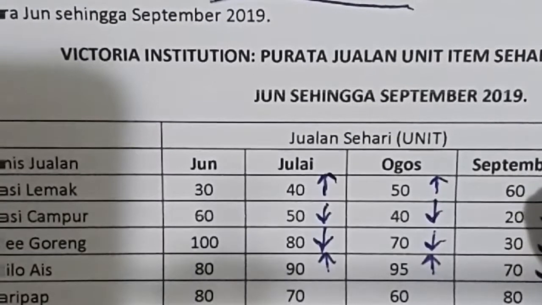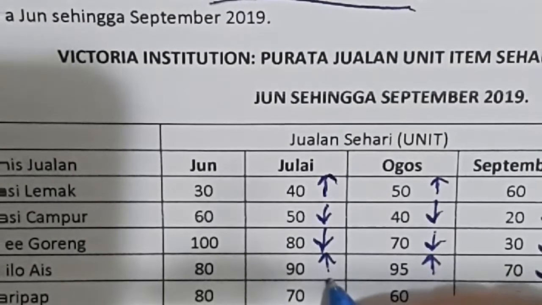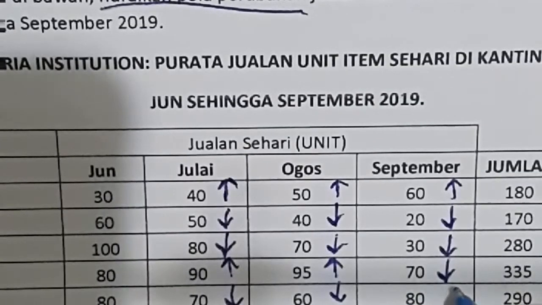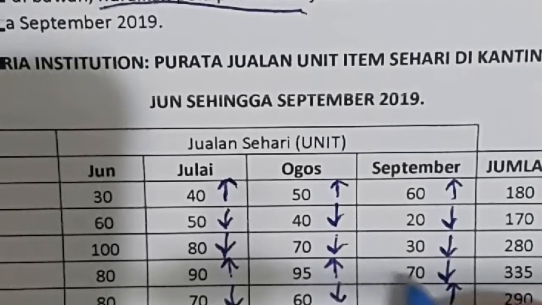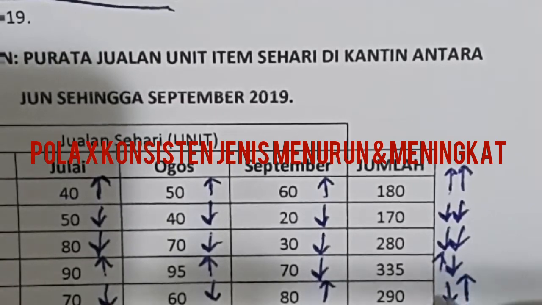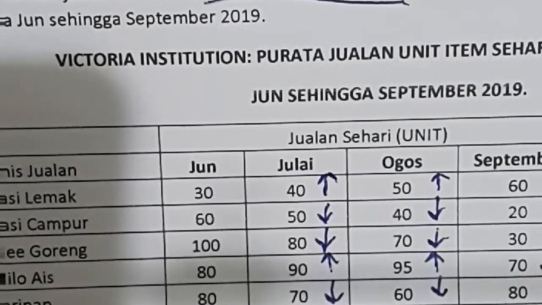Right. Next, karipap. Karipap mula-mula 80, lepas tu dia jatuh ke 70, jatuh ke 60, tapi meningkat semula menjadi 80. Dia sama seperti yang ke atas tadi tu, jenis pola perubahan tidak konsisten, tetapi jenis menurun dan meningkat. Can you see the difference? The first one, the Milo ais dia meningkat lepas tu menurun, tapi karipap tidak konsisten tapi pattern dia beza, menurun kemudiannya meningkat. And then we have roti bun.